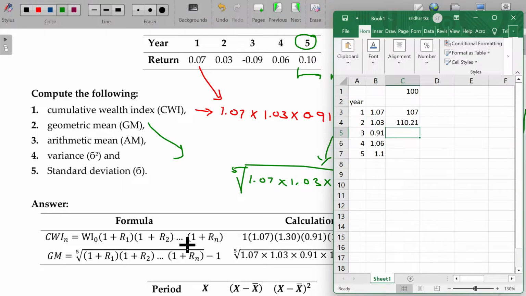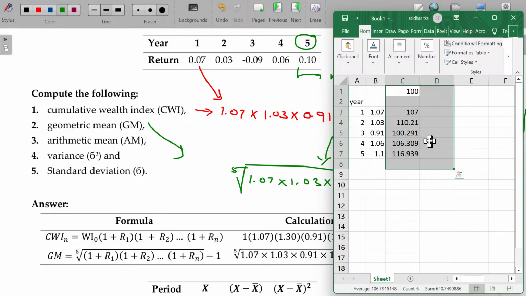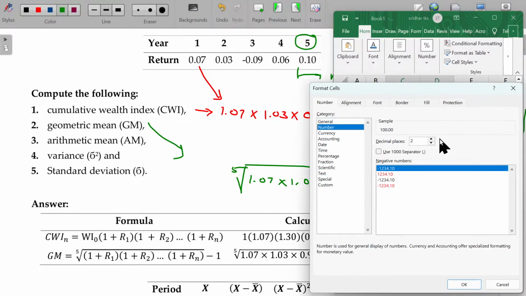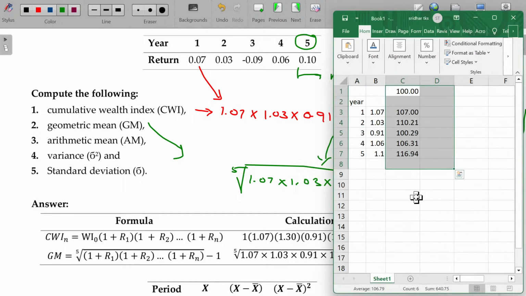Next year, 3% return will be there on that. The next year, this is how the change happens year on year. So you'll be getting how much? 17% being your return. I'll make 2 decimals. 100 rupees becomes 116.94. Otherwise, 17% is your return. For how many years? For the 5 years. That is called cumulative wealth index.